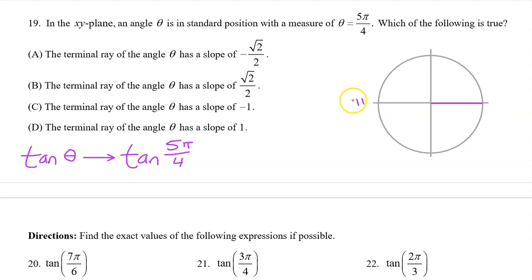Pi is right here, and we can think of pi as 4 pi over 4. Therefore, 5 pi over 4 is 1 pi over 4 more than 4 pi over 4. So 5 pi over 4 will be right here in the third quadrant. The angle between the x-axis and the terminal side is called the reference angle. And since 5 pi over 4 is 1 pi over 4 more than 4 pi over 4, the reference angle is pi over 4.